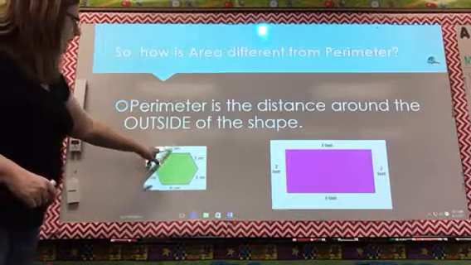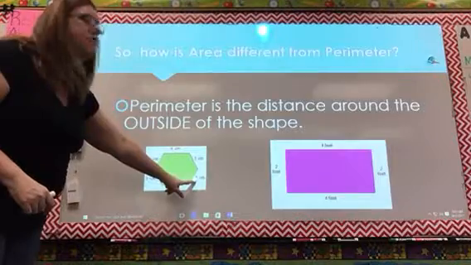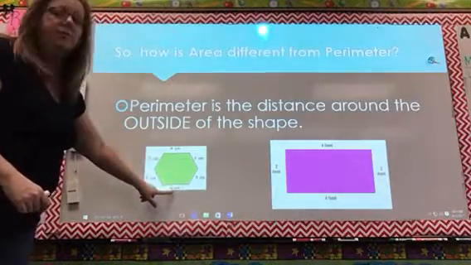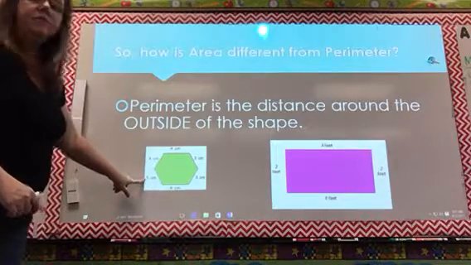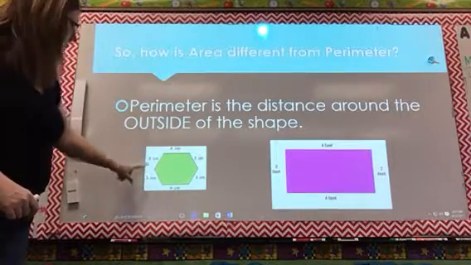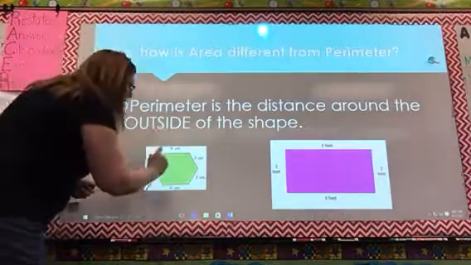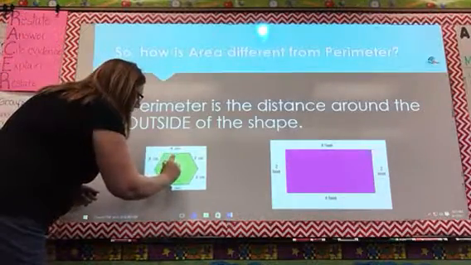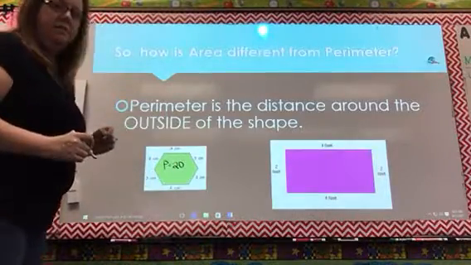So we're going to add 4 plus 3, that gives us 7, plus 3 more is 10, plus 4 is what? 14, yep, plus 3 more, 17, plus 3 more than that, 20. So the perimeter equals 20. That's the distance around the outside, okay?